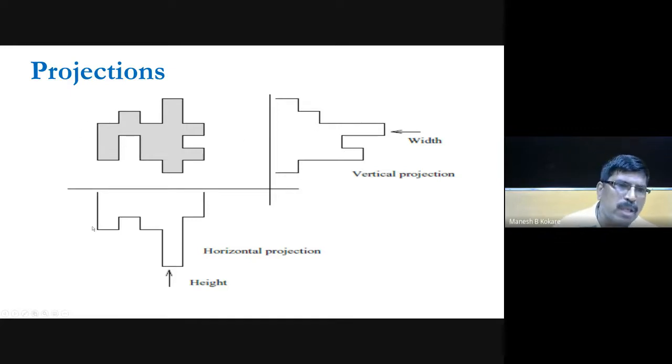And if you go in this direction, how many are there? 1, 2, and 3. So this will be 3. What about this one? 1 and 2. What about this one? Again 3. What about this one? 1, 2, 3, 4, 5, and 6. So it will be 6. And then 1 and 2, so this will be 2. So this can be called the horizontal projection or vertical projection, and so on. Like that, you can obtain the projection of the given object.